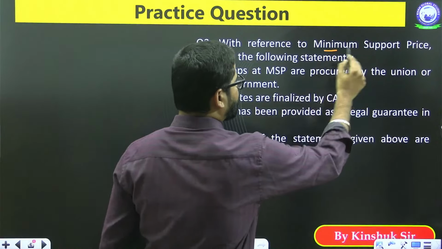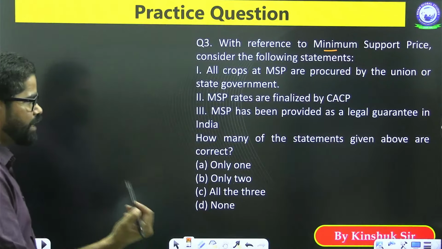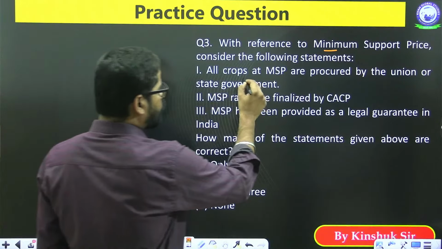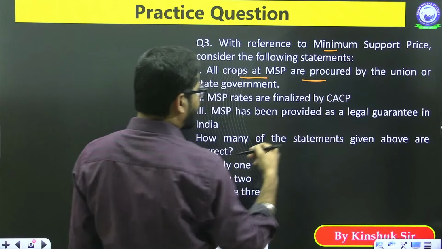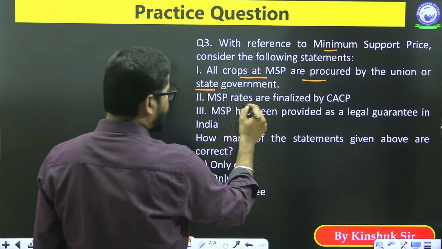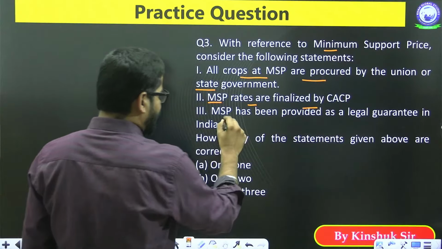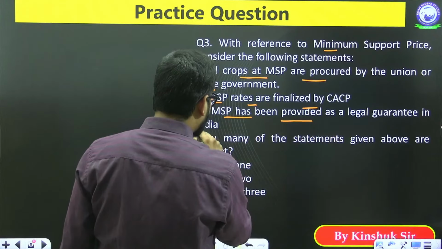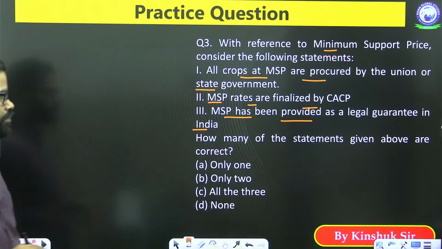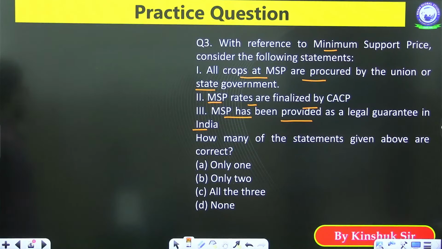With reference to minimum support price, consider the following statements. All crops at MSP are procured by the union or state government. MSP rates are finalized by CACP. MSP has been provided as a legal guarantee in India. So how many statements are correct here?